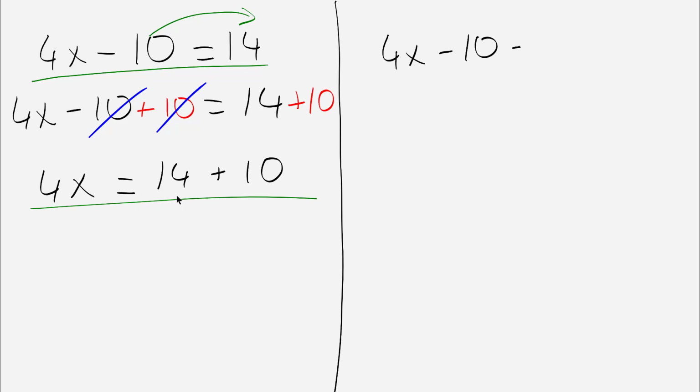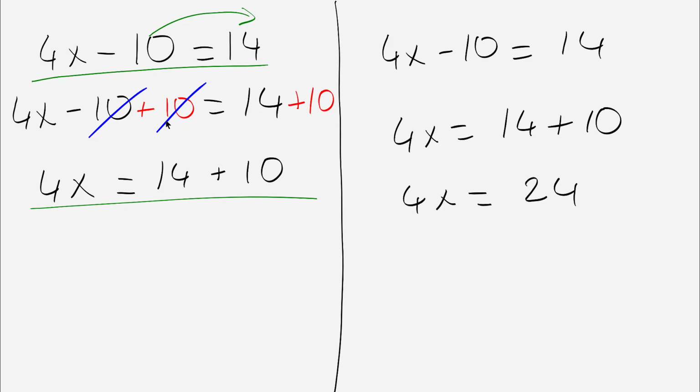So 4x minus 10 equals 14. Next line we can simply say 4x is equals to 14 plus 10. So we're just skipping this line. And then 4x is equals to 24. Dividing both sides by 4, x will equal 6.